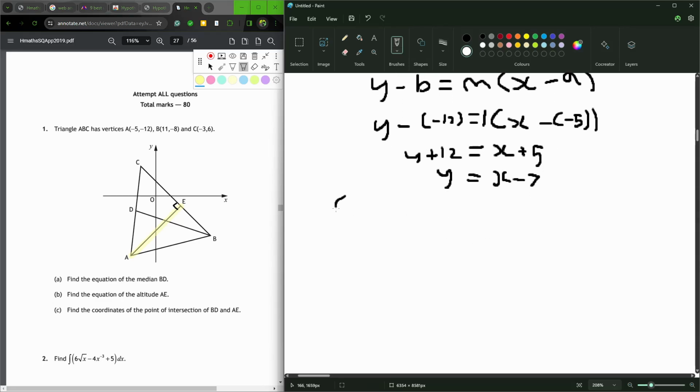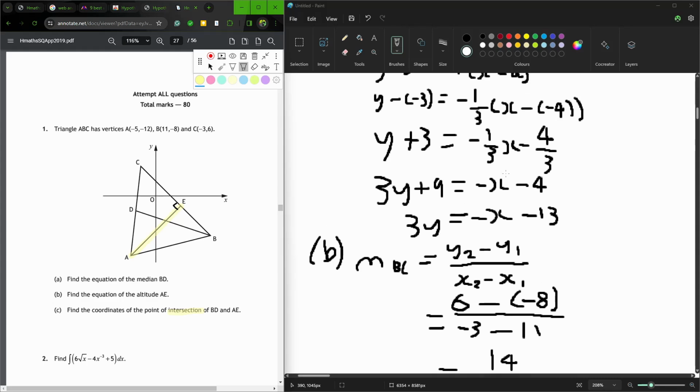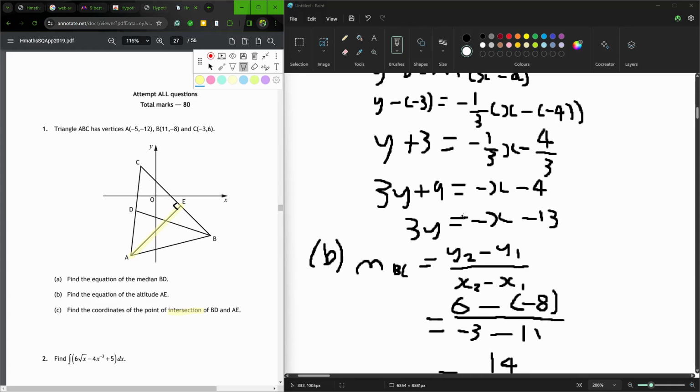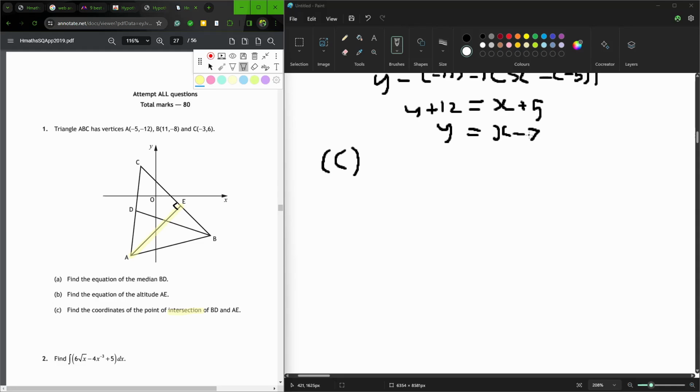Now, last part of question 1c. Find the coordinates of the point of intersection. Now, when I say intersection, your mind should be immediately bringing up simultaneous equations of BD and AE. And we've already figured out both of their equations. 3y equals minus x minus 13, and y equals x minus 7.